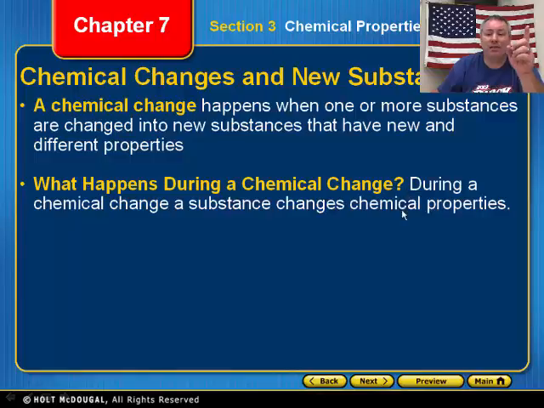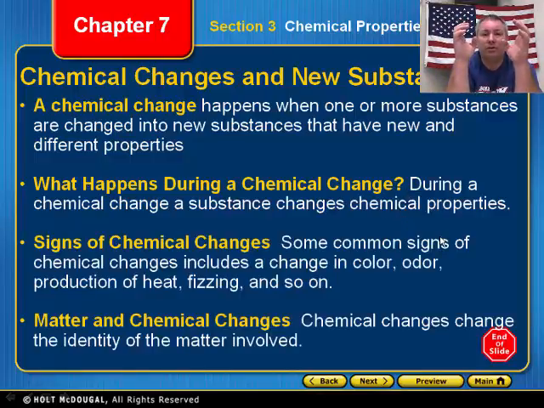Now, what happens during a chemical change? Now, chemical change, we just talked about that. One or more of those substances, when they combine, they change their properties. All right. So how do you know that a chemical change has happened? If somebody is describing a reaction to you, how do you know that it's a chemical change? Well, you have a change in color, you have a change in odor, you have a production of heat, you have fizzing, and there's other things that happen that tell you that a chemical change has happened.